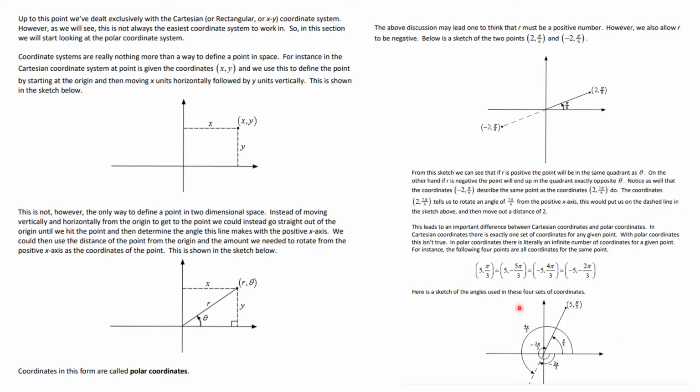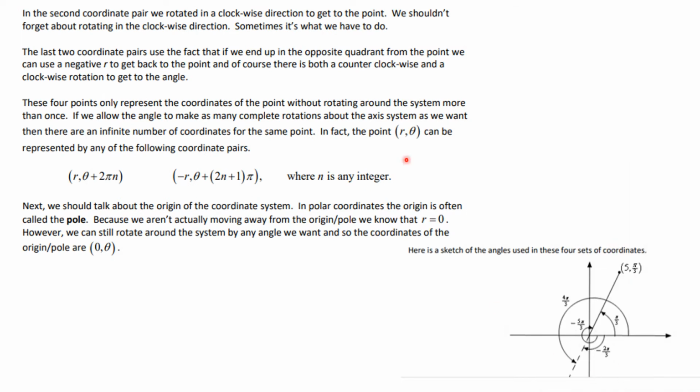And you might say, well, where's the rest of the infinity? Well, we could go around many times and land at the same point. Okay, and this was really talking about that (r, theta) is the same as (r, theta plus 2 pi n), where n is an integer, or this is the same as (minus r, theta plus (2n plus 1) pi), that's an odd multiple of pi, where n is an integer.